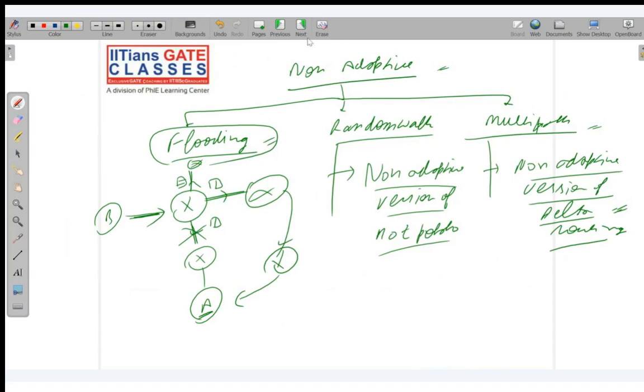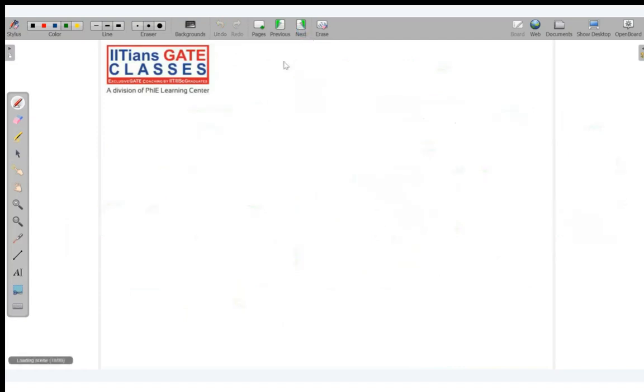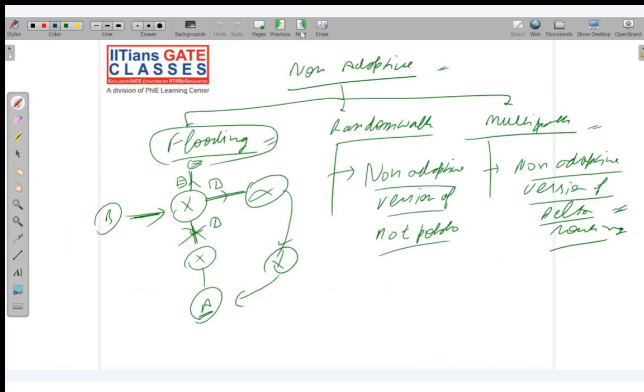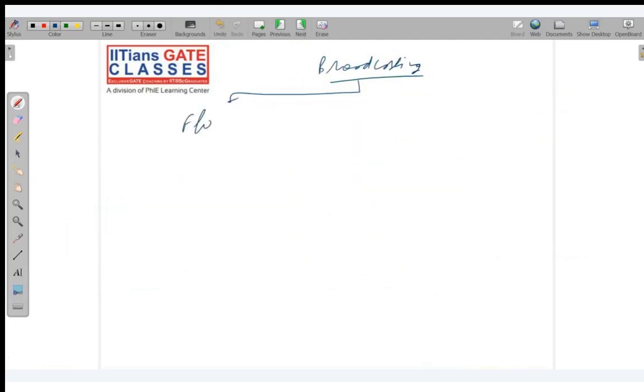Last is broadcasting. Let me jump to that. Take snapshot. Okay. Next is broadcasting. I think one broadcasting I have already done. That is flooding. Flooding, I think you have got it. It has broadcasted. So one is flooding. Flooding is a broadcast algorithm, and is it adaptive or non-adaptive? I just told you, non-adaptive.